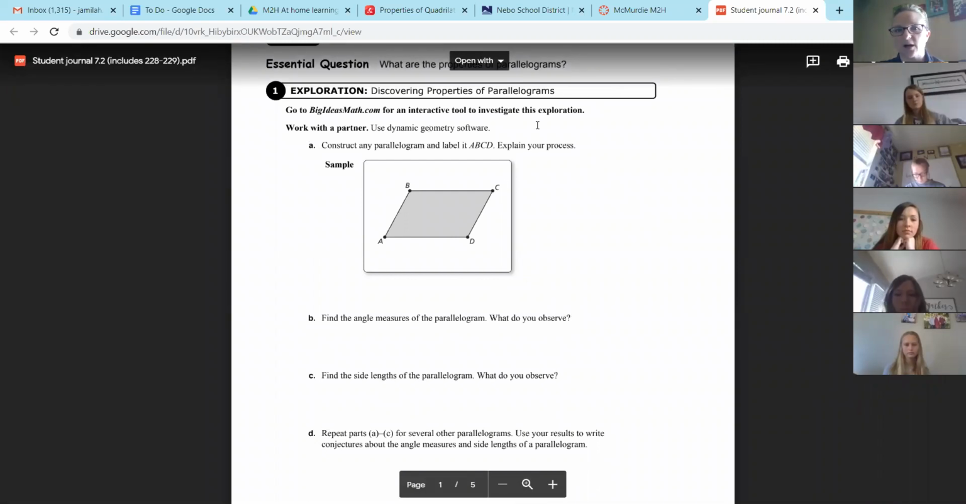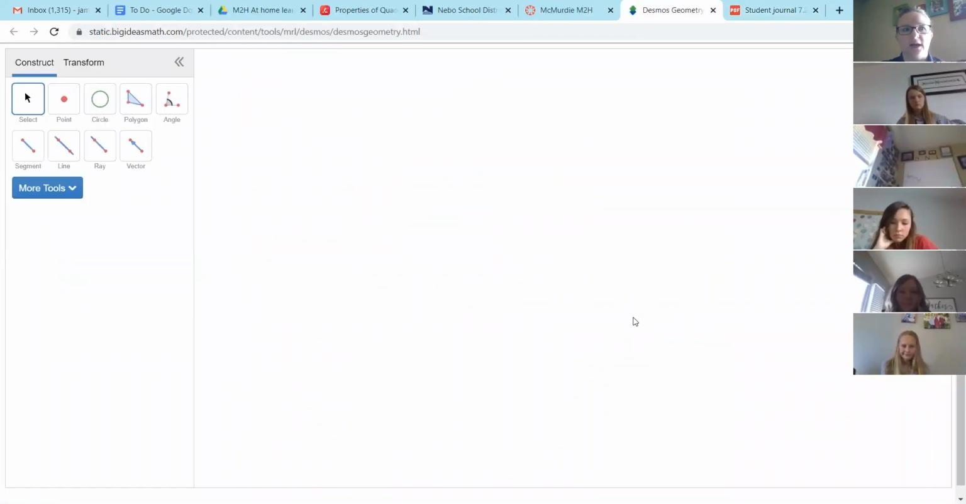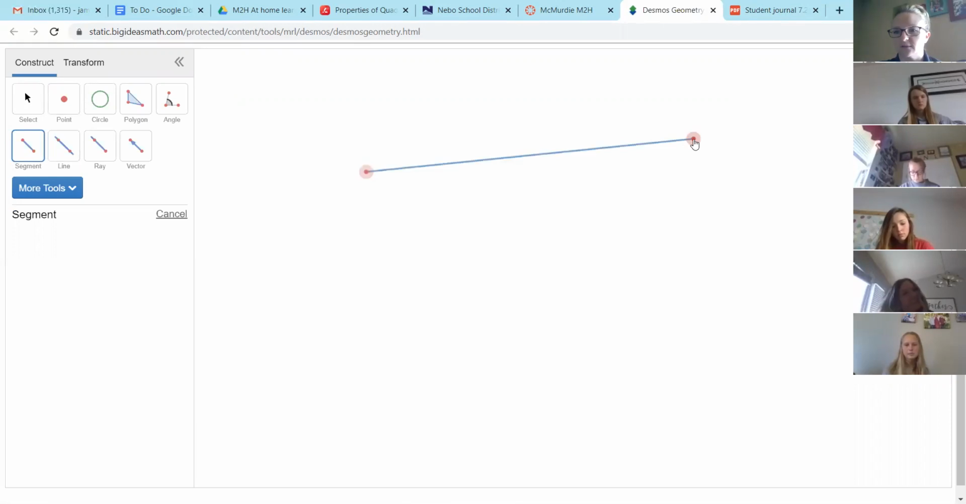See on here at the top where it says use dynamic geometry software? Well, there's actually a link for that software in Canvas, and it brings you here. Nod again if you can see my screen with the geometry tool on it. Just to give you a quick preview, if you push the segment tool, you could just draw a line segment. Then it specifically asks you to build a parallelogram. So you're not just going to willy-nilly put another segment in there. You're going to go like this.